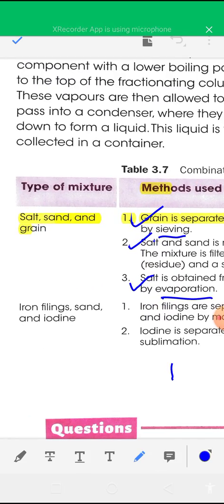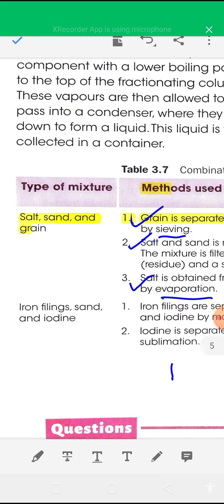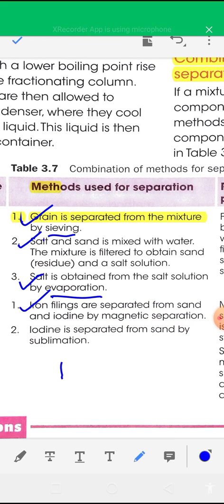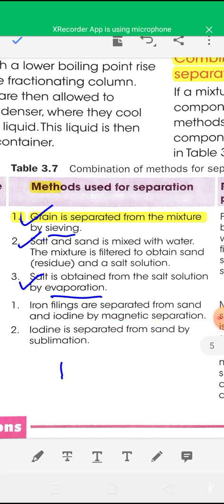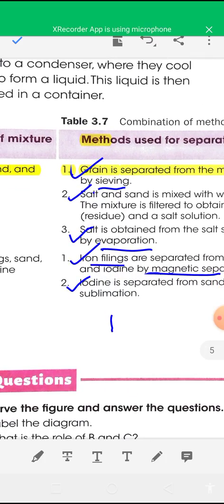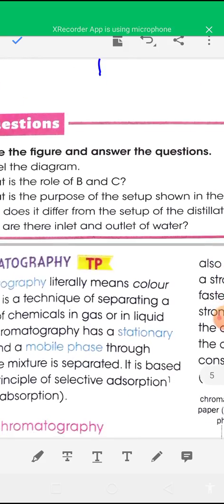Okay, and separation of iron filings, sand and iodine. Iron filings are separated from sand and iodine by magnetic separation, because iron is attracted by a magnet. Okay, iron particles, iron filings are attracted by magnets. So iron filings are separated from sand and iodine by magnetic separation, and iodine is separated from sand by sublimation. Okay, so two methods are used here. One is magnetic separation, another is sublimation.